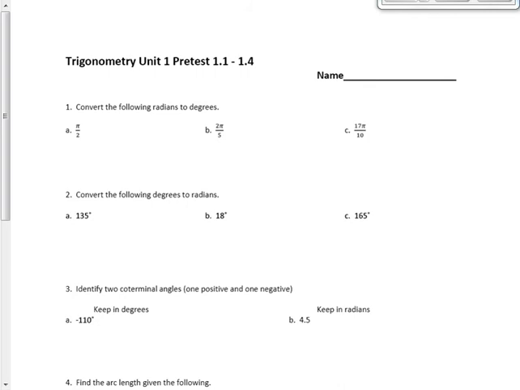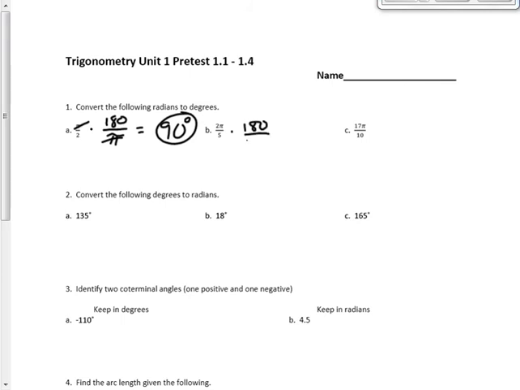Converting radians to degrees. I want to get rid of the radian and turn it into degrees, so I multiply by 180 over pi. The pi's are going to cancel, and I get 180 divided by 2, which is 90. It's going to be 90 degrees. That's something that comes from the unit circle. Pi over 2 is 90 degrees.